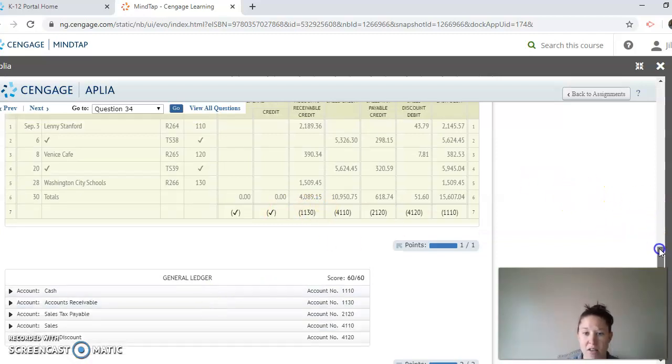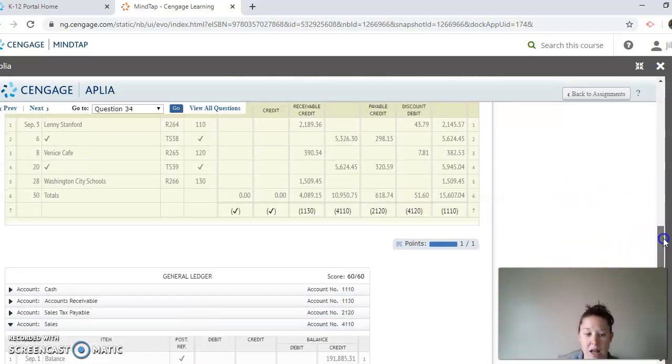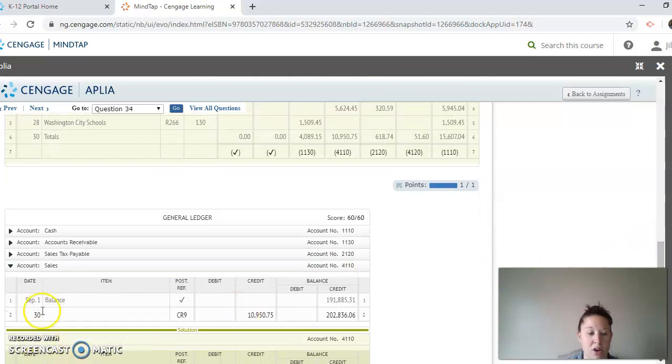Our next account is sales. So sales here is a credit. So on the 30th from cash receipts journal, page 9, we are crediting $10,950.75. Credit and a credit means we're going to add. So our updated balance is $202,836.06. And then we put 4110 back at the top in parentheses.